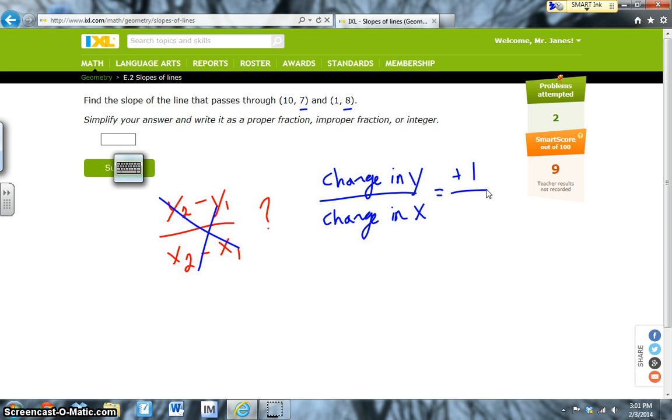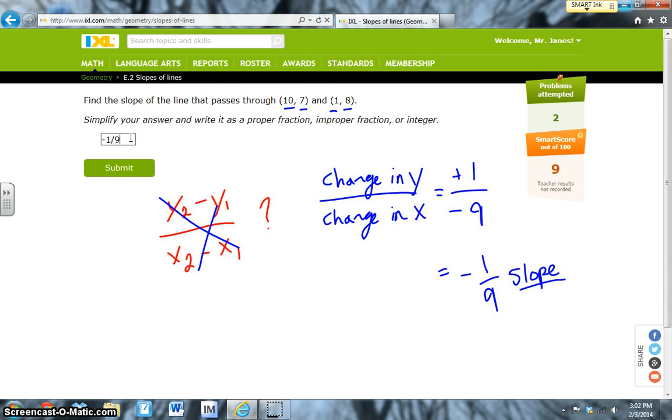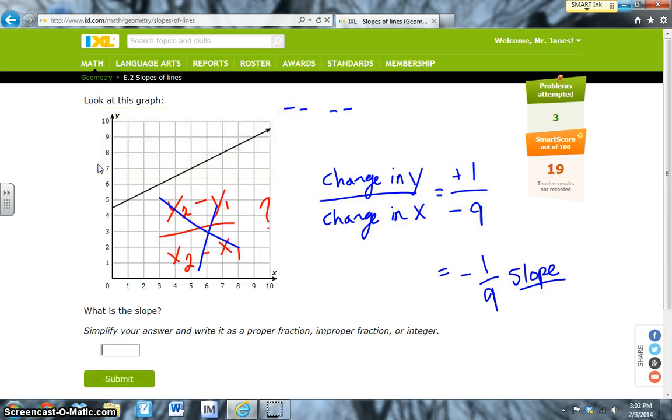And then for x, let's see, I've got 10 to 1. Looks like I'm decreasing or going down, subtracting, by 9. Okay, so I'm going down by 9. So plus 1 for y, negative 9 for x. So I've got 1 over negative 9, which can be written as negative 1/9 for a slope. All right, that's your slope right there, negative 1/9. Let me put that in to make sure we're all set. Okay, negative 1/9, and we're good.